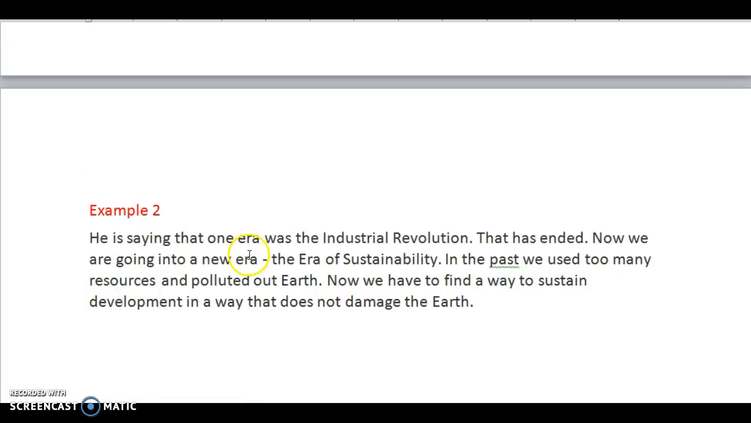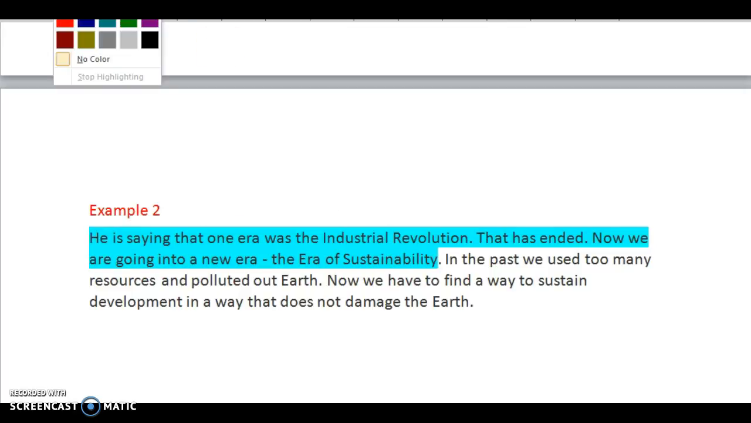He is saying that one era was the Industrial Revolution. That has ended. Now we are going to a new era, the era of sustainability. So if we take a look at this, it's already a little bit better. And I say to myself, now, how can you put this together? How can you put the idea that the Industrial Revolution has ended, and now we're beginning the era of sustainability? Put it together instead of writing it in 3 different sentences.